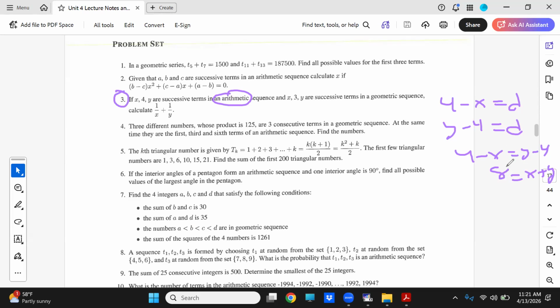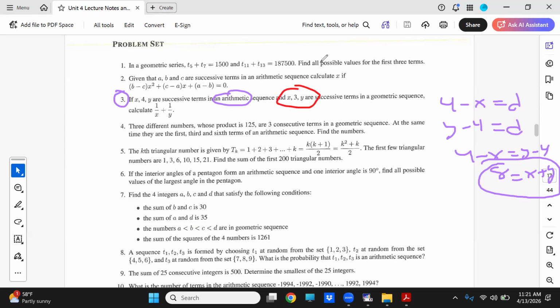Just take whatever information you know about that particular sequence and make it a relationship, make an equation. So I already have an equation of x and y now. If I have another equation of x and y, I'm home free. And I solve for x and y, I'm done, right? So now geometric.